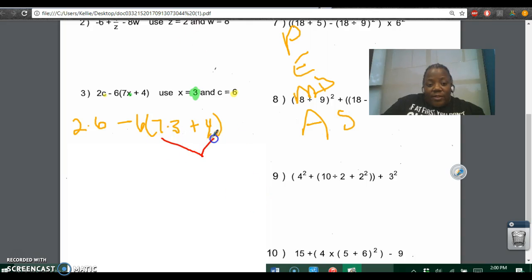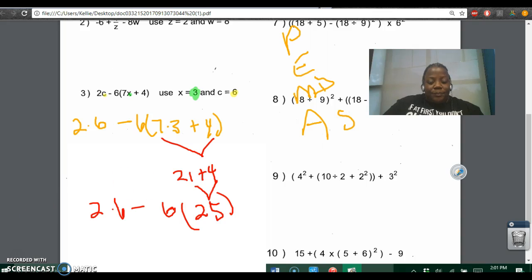Remember, parentheses first. You're going to do the 7 times 3 first, which is 21. Add your 4. Enter here. 25. Bring everything else back down. Okay? So I have my 6 minus 2 times 6. Okay?